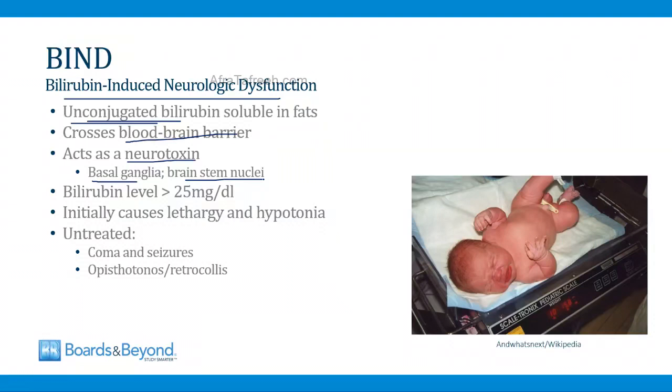Like I said before, this usually doesn't happen until the bilirubin level gets very high, usually above 25. If the bilirubin gets this high, it will cause BIND, and the initial features will be lethargy and hypertonia in the baby. If it's left untreated, the baby can develop a coma and seizures, and it can lead to the development of 2 motor spasm problems, which we'll talk about on the next slide.